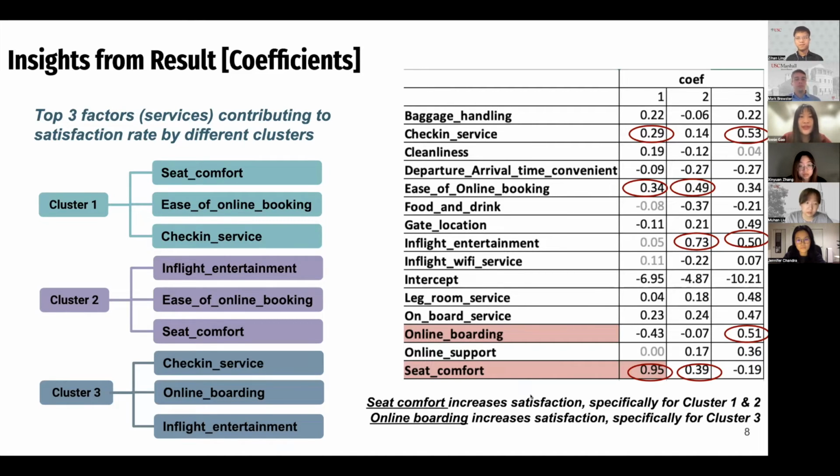The coefficient from the logistic regression reflects how much a change in the variable affects the outcome of satisfaction. A positive one means a positive correlation, and the larger the number is, the stronger the relationship is. On the left side, I've ranked the top 3 variables for different clusters, and there are also some specifics. For example, seat comfort only increases satisfaction for cluster 1 and 2, and online boarding can only increase satisfaction for cluster 3.